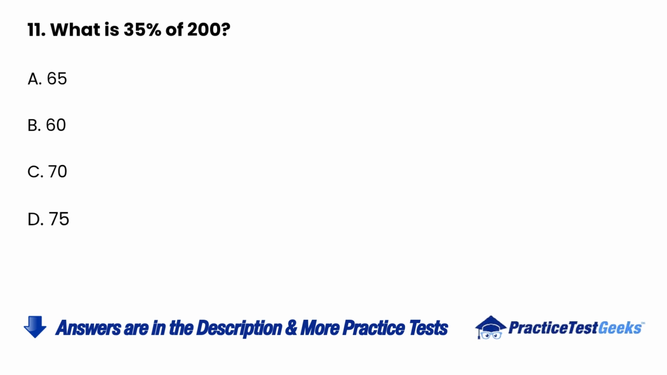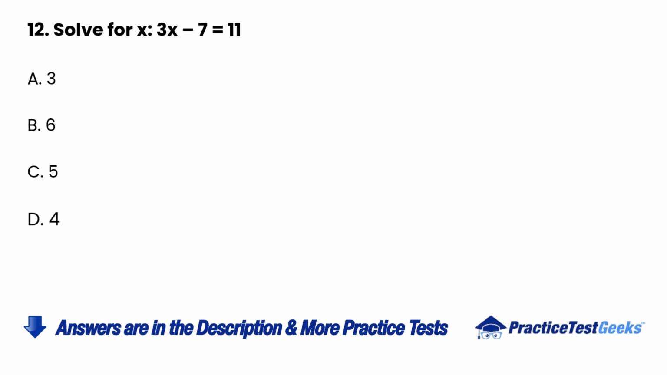11. What is 35% of 200? A. 65. B. 60. C. 70. D. 75.